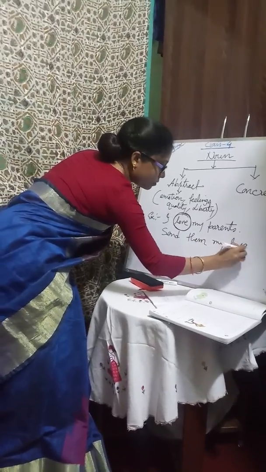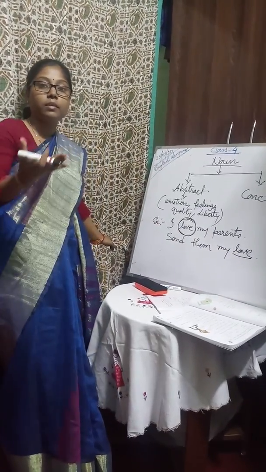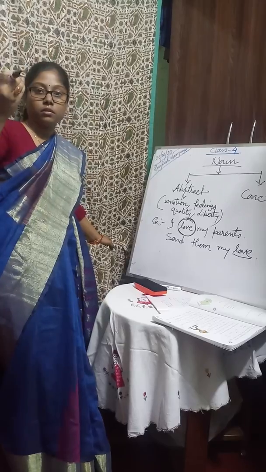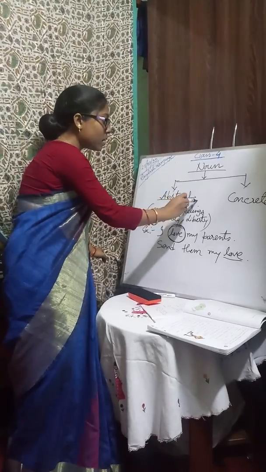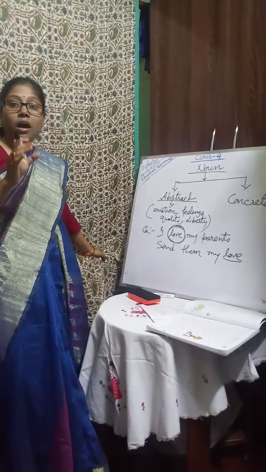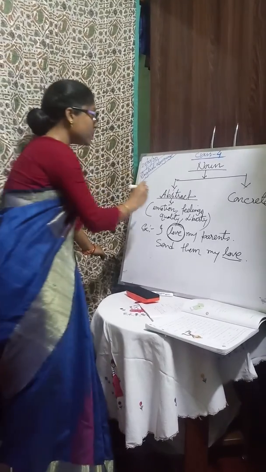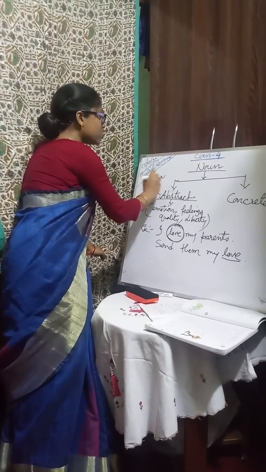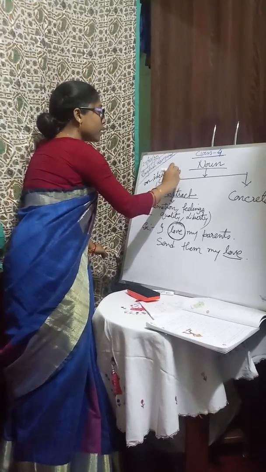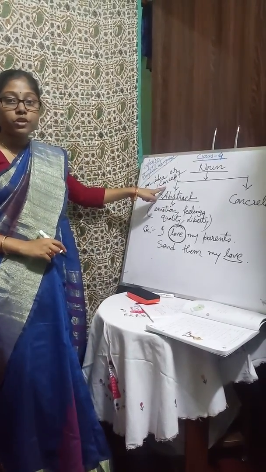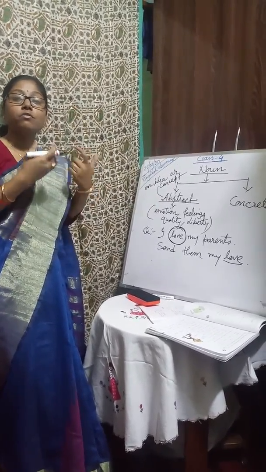Send them my love. Here also you see, love. What does sending love mean? It is not a thing that you are sending. It's just a feeling that you are sending someone. Clear? So, the main thing about abstract is that it is an idea or concept which we cannot touch physically. It is just an emotion or feeling which we have to sense.